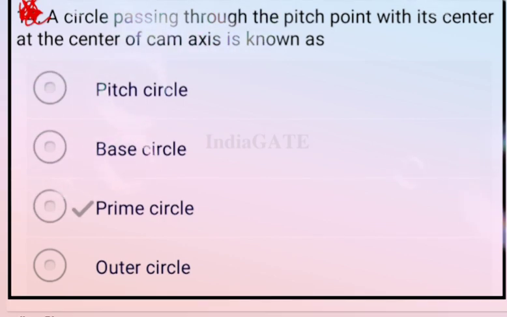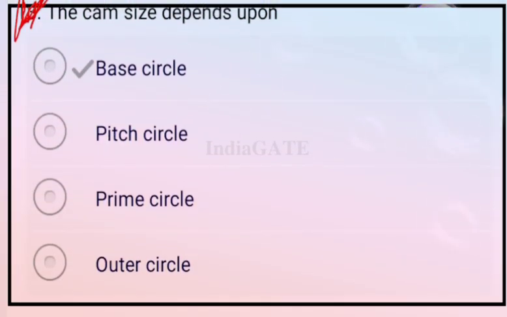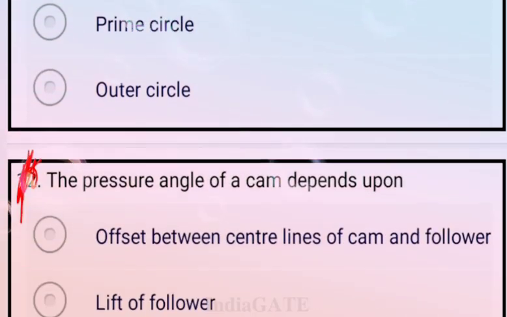A circle passing through the pitch point with its center at the center of the cam axle is known as the prime circle. So option C is correct. Now come to the next question. The cam size depends upon the base circle. Option A is the correct answer. Now come to the next question.